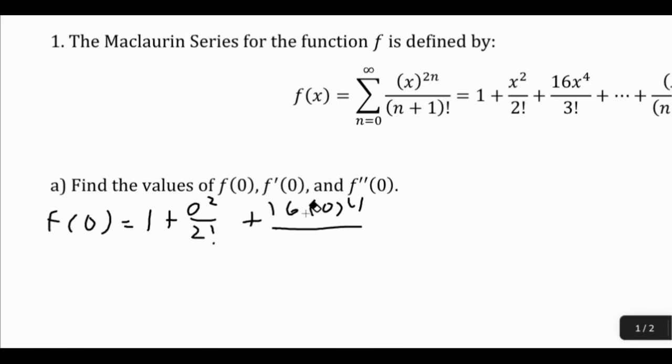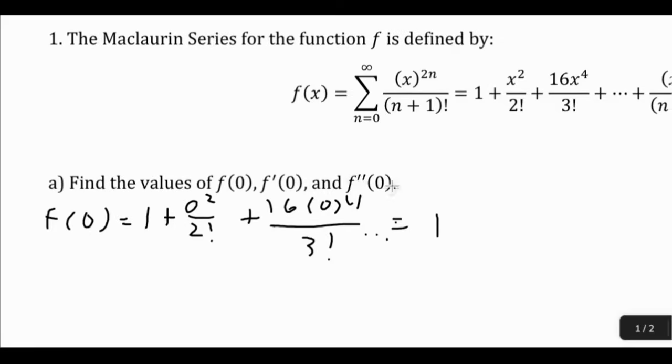fourth over 3 factorial. And this is just equal to 1 because every subsequent term is going to have an x term, and we're going to plug in a 0 for the x term so that those terms are going to 0 out, and we're just left with this 1. So that was pretty simple.